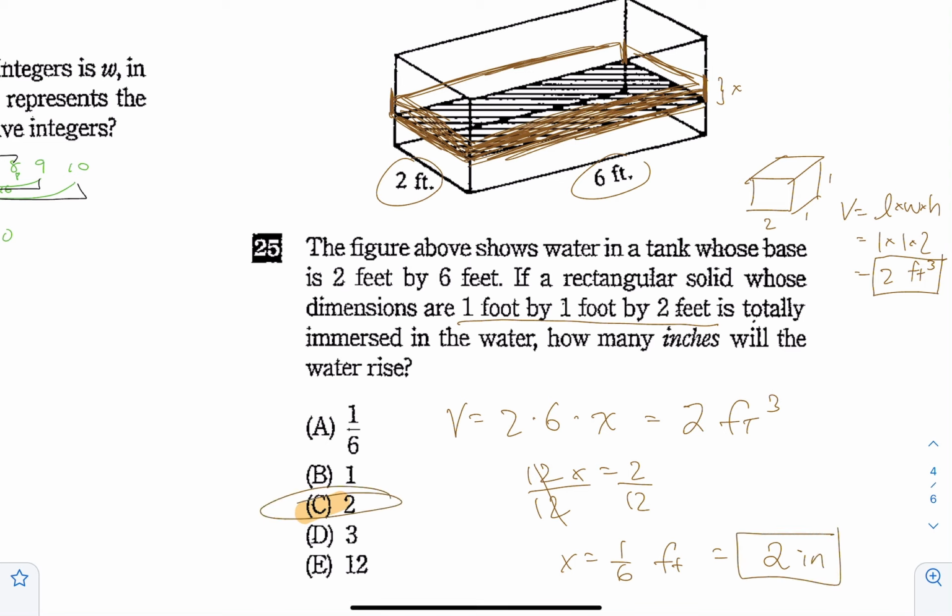So essentially you distribute the volume and you spread this block out into a thin layer of water that will be placed on top of the original. So in this case, it will be 1/6 of a foot increase in water.